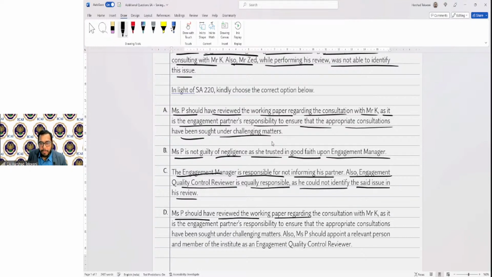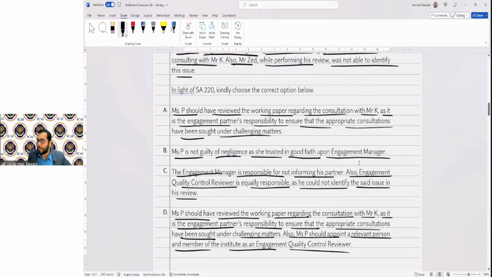Ms. P should have reviewed the working paper regarding the consultation with Mr. K, as it is the engagement partner's responsibility to ensure that appropriate consultation has been sought under challenging matters. Also, Ms. P should appoint a relevant person and a member of the institute as an engagement quality control reviewer. So what is the correct answer over here? What is the correct option over here, guys?